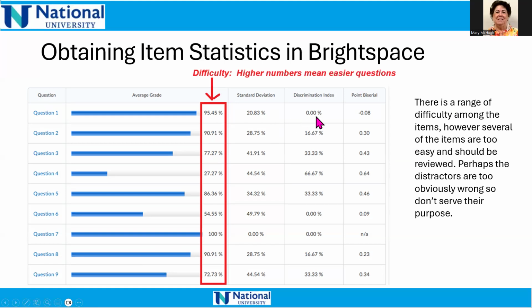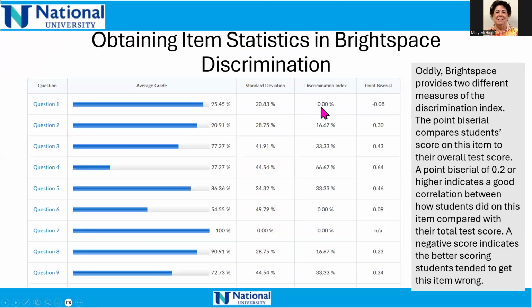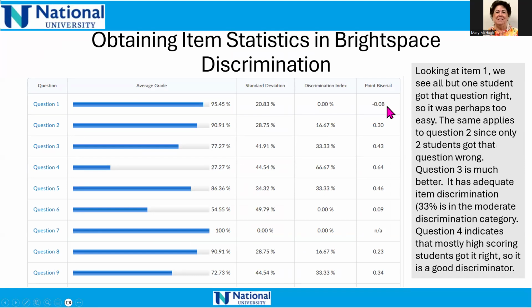Basically, that means almost everybody answered it right, and it doesn't discriminate between your high scoring and low scoring students. So you notice that the discrimination index is 0. The point biserial is essentially 0 too. Minus 0.08 is not very different from 0. So one of the people who missed might have been a high scoring student, but it doesn't matter. The question is too easy.